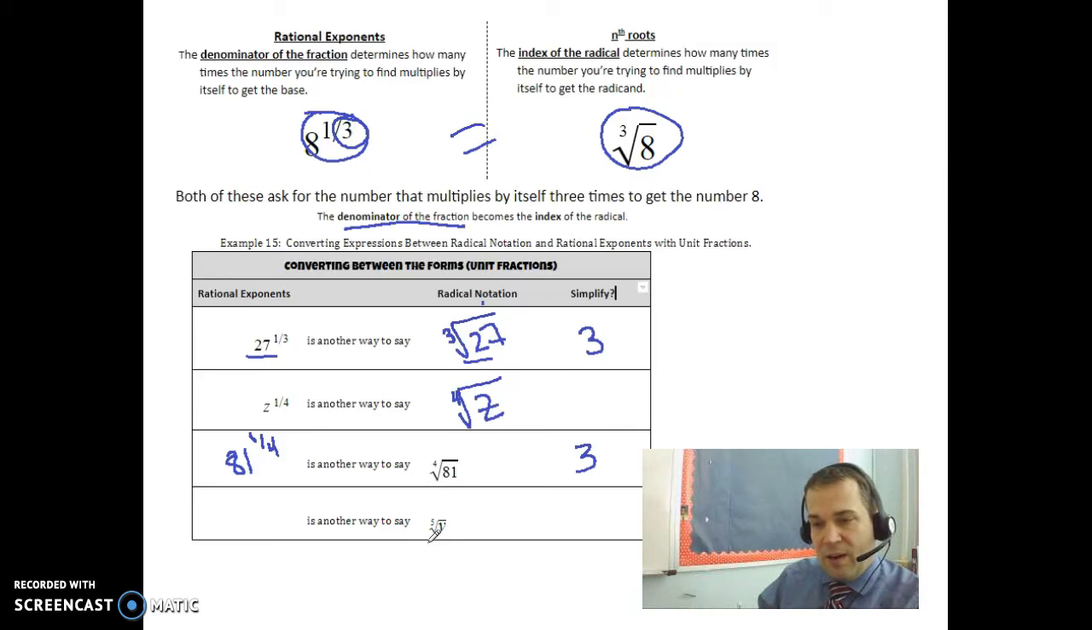But in the case of a letter, if this is radical notation, the index of the radical is 5. And so the rational exponent will be a 1/5.